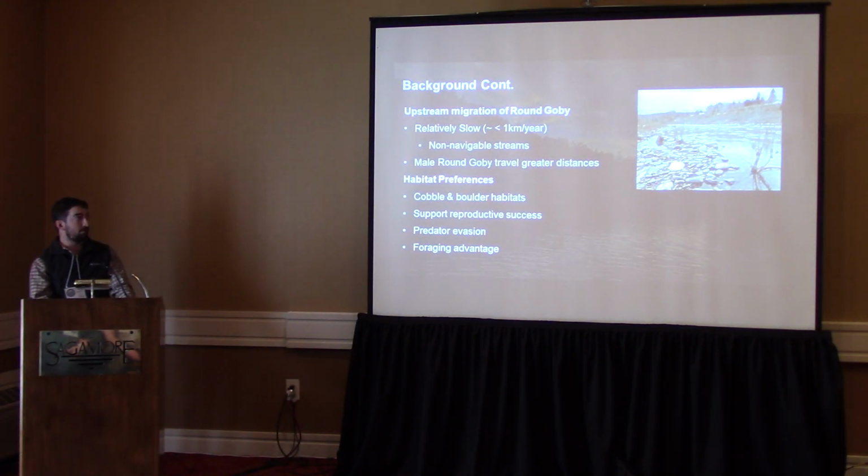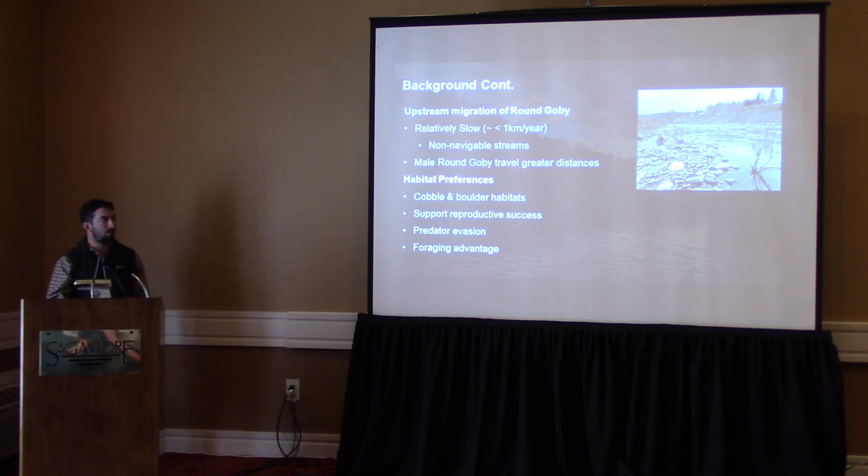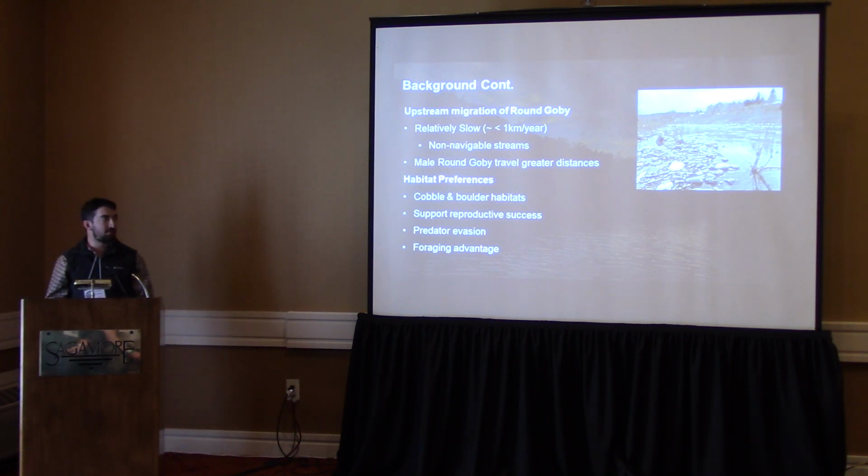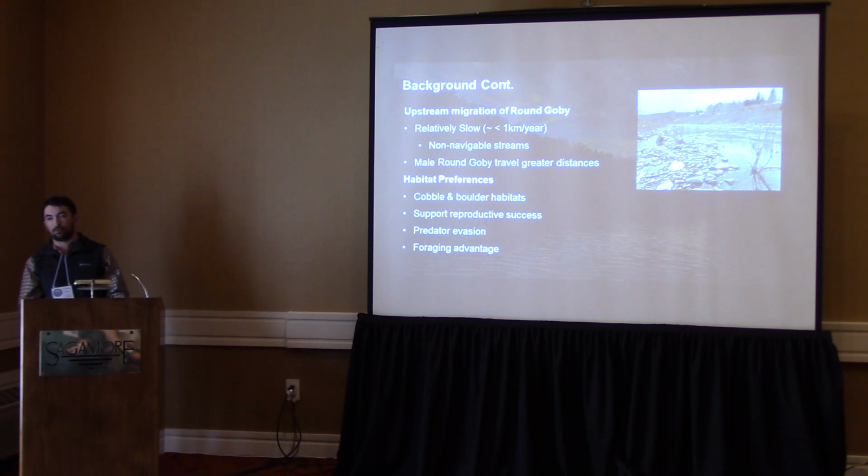Just some more background. The upstream migration of Round Goby, we find it to be relatively slow. I did attach a value there: less than 1 kilometer per year is what we see in some Great Lakes tributaries, at a smaller scale, and this is specifically non-navigable streams. So what we're looking at here is basically a similar situation, but off the Mohawk River or the Erie Canal.